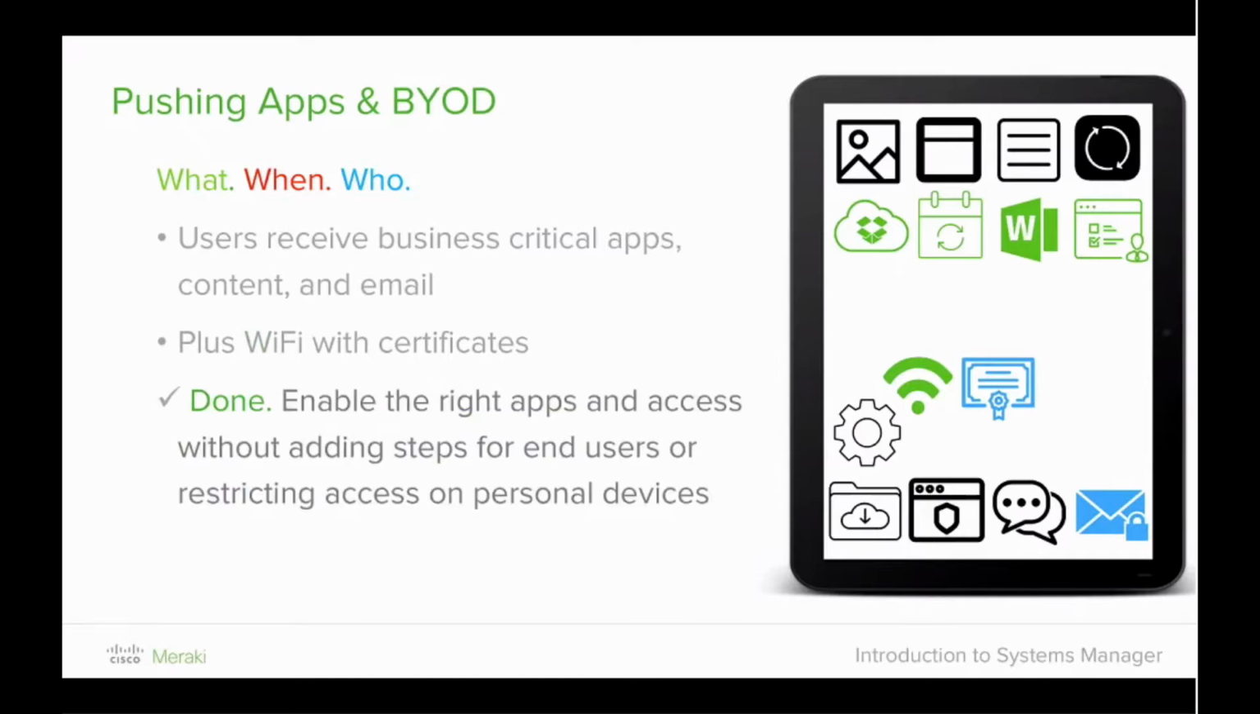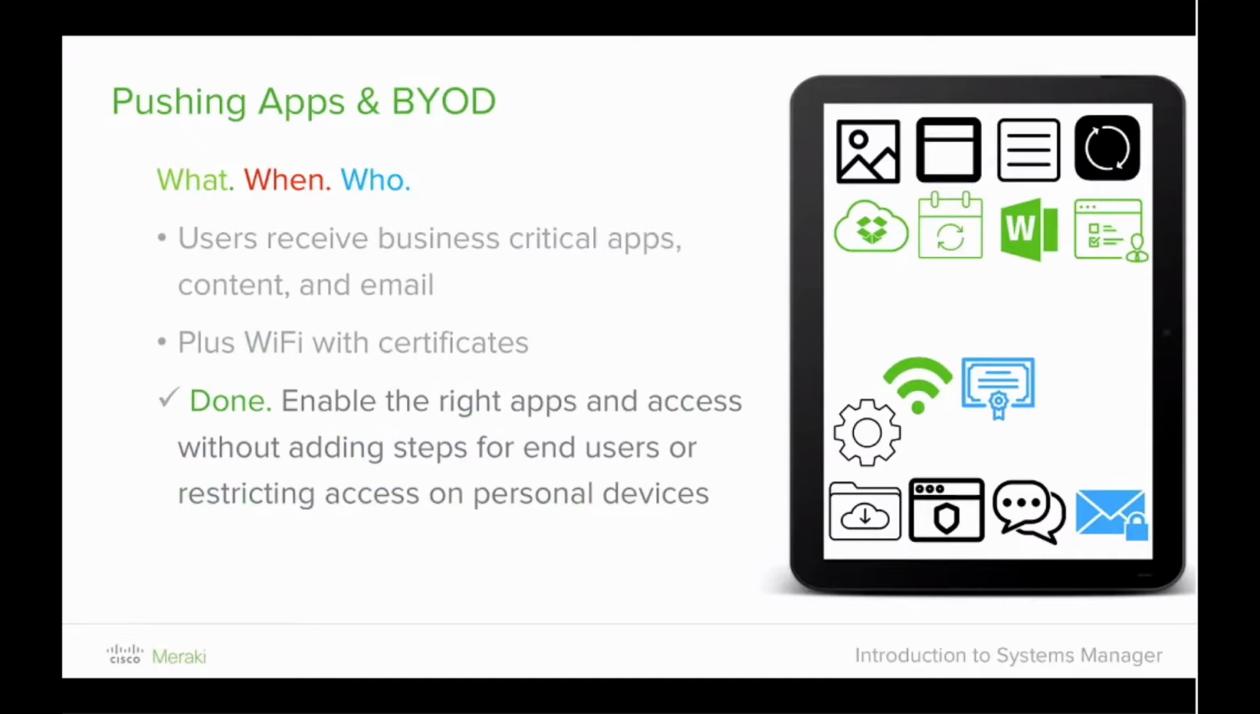And that's it. So here you've enabled the right applications, you've enabled the right access levels without adding any extra steps for the end users. They simply either self-enroll or you enroll the device for them, and then this is just simply done based on when you press the dashboard.